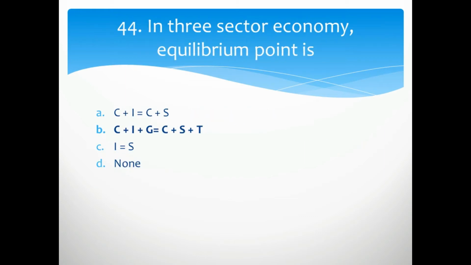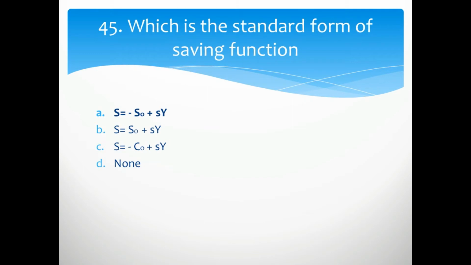44th question: in a three-sector economy, the equilibrium point is C plus I plus G equal to C plus S plus T. In a three-sector economy, government is present and obviously taxes are also present, so B is the right option. 45th question: which is the standard form of the saving function? We have seen in the graph that it is the A option, that is S equal to minus S naught plus small s into Y, that is national income. So the right option is A1.